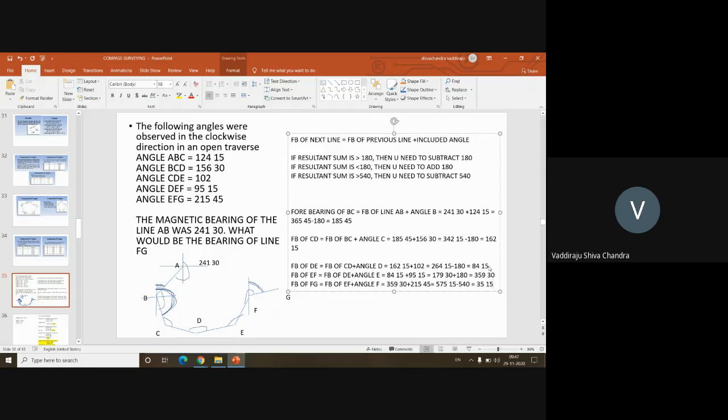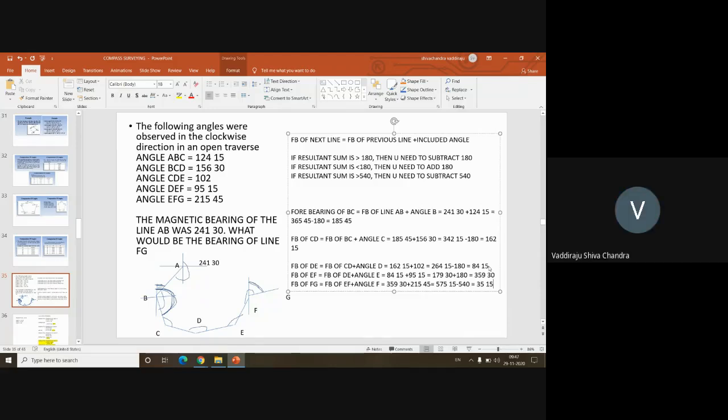Now, based on these four bearing values, you try to draw the diagram, whether you are going to get an anti-clockwise traverse or a clockwise traverse. Forebearing of AB is in the third quadrant, right? 241 degrees 30 minutes is in the third quadrant. Forebearing of BC is 185 degrees 45 minutes. Which quadrant? Third quadrant, sir.